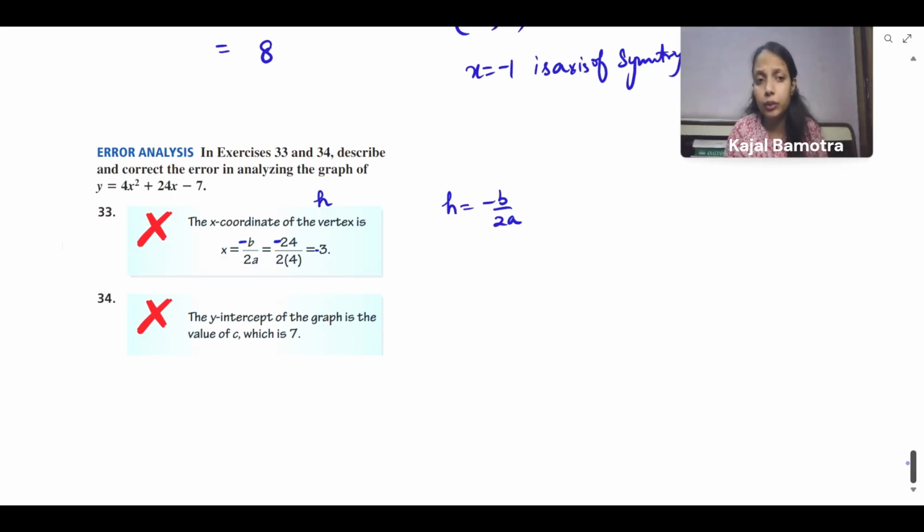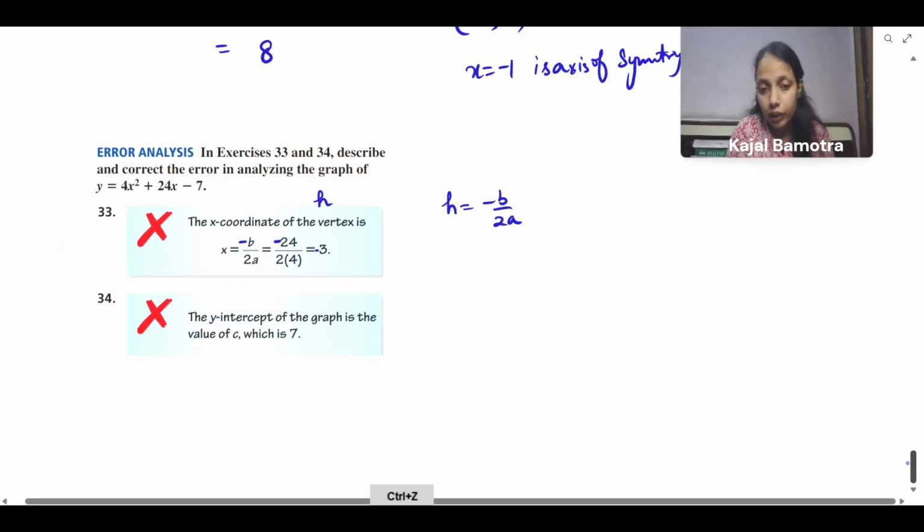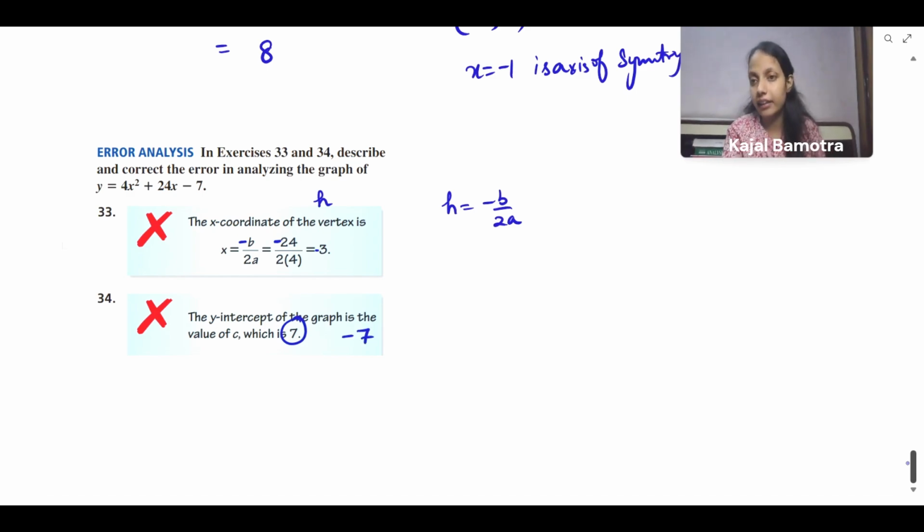The y-intercept means when x is 0. If I put x as 0, this term is 0 and this term is 0. So what is left? Negative 7 is left. They are writing 7. So negative 7 is the correct answer.